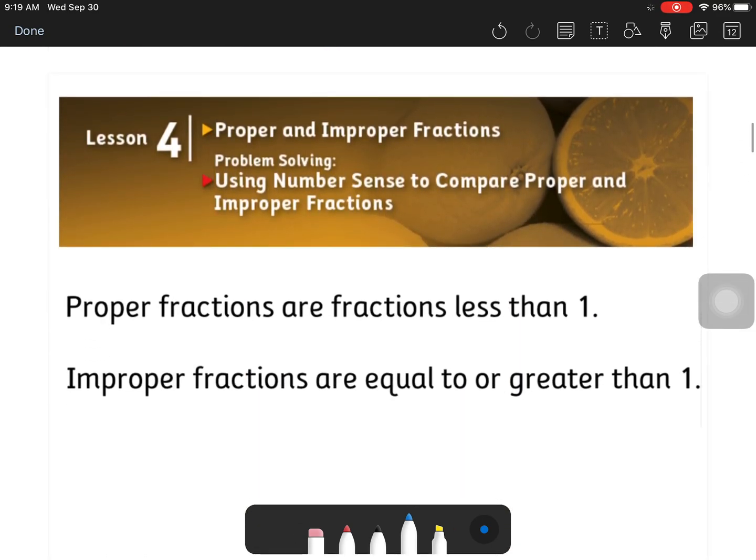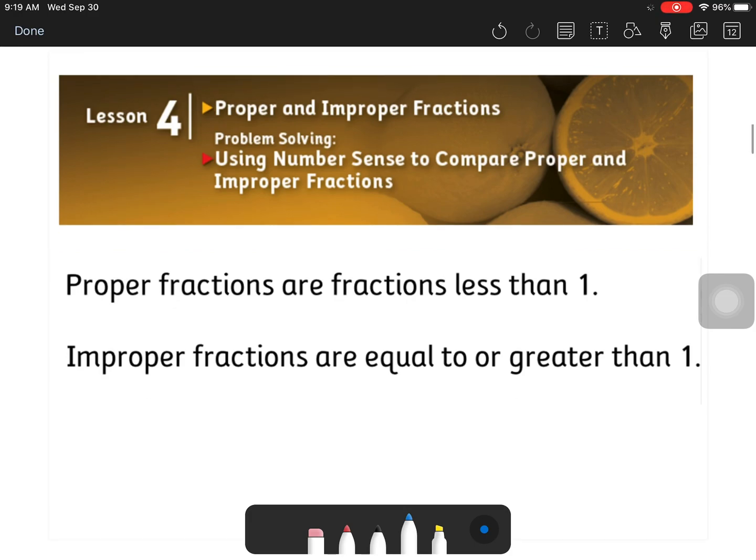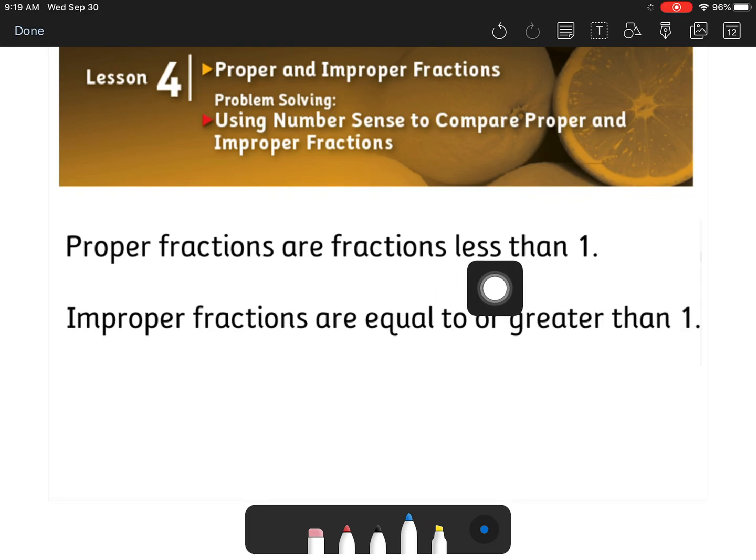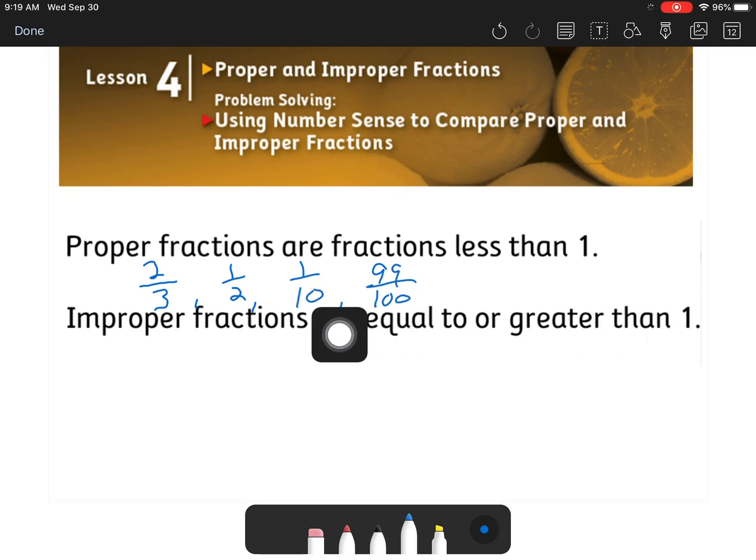Okay, so here we're going to talk about proper and improper fractions. And we're going to use number sense to compare proper and improper fractions. Proper fractions are fractions that are less than 1. So let's list some. Anytime you list a fraction that has a top number that's smaller than the bottom number, that is a proper fraction. So 2/3, 1/2, 1/10, 99/100. As long as the top number is smaller than the bottom number, that's how you know that it's a proper fraction.